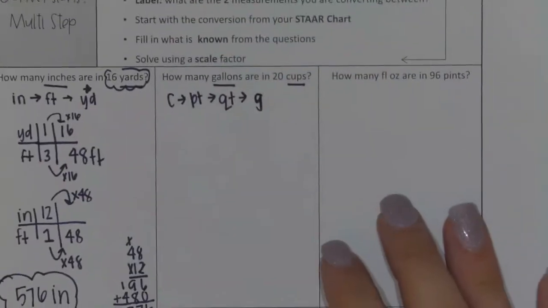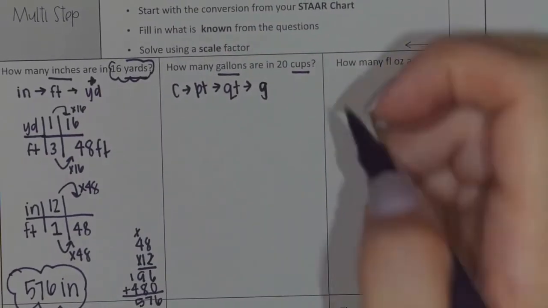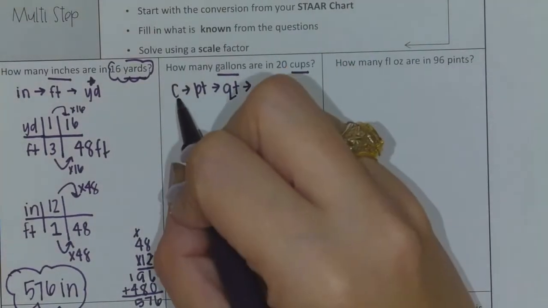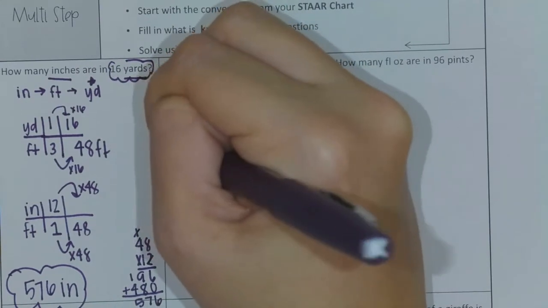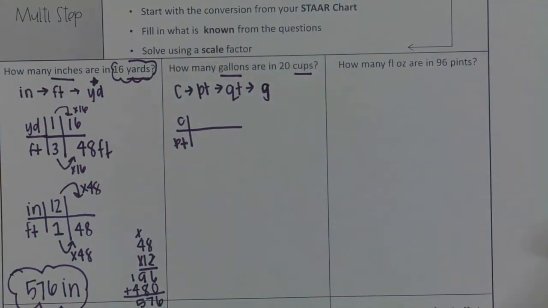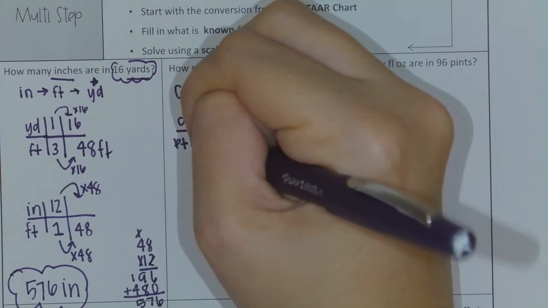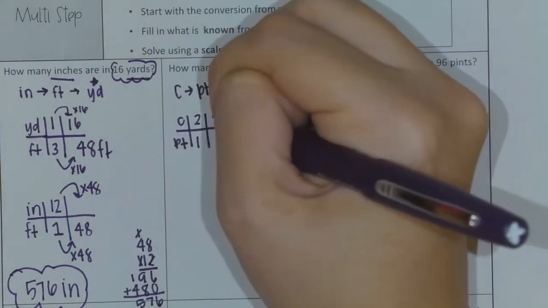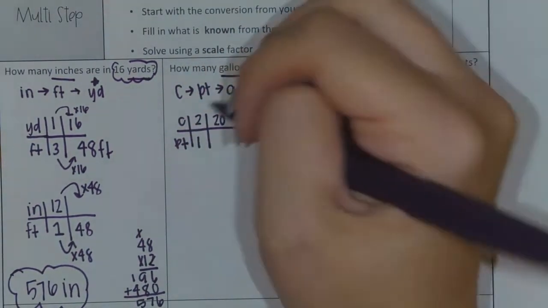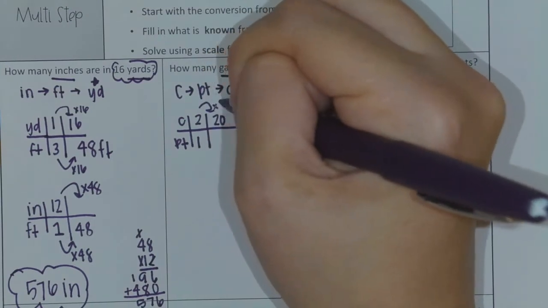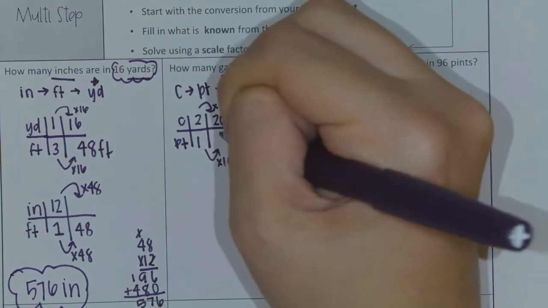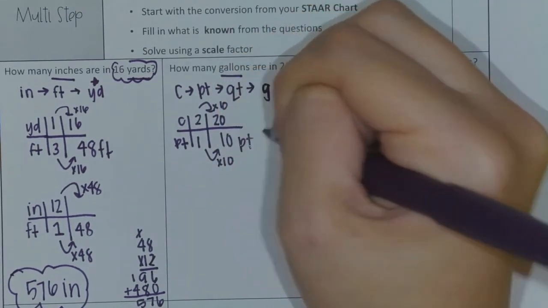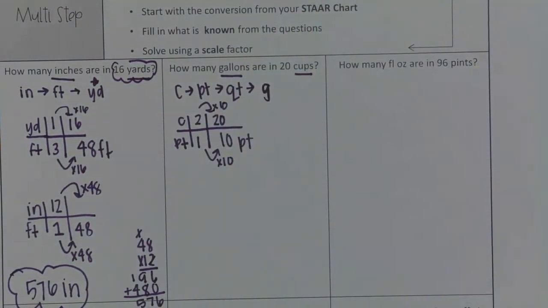Okay, so I've got 3 different conversions that I'm doing here. The first one I've got to start with is cups to pints. So I'm going to put a C for cup, PT for pint. My star chart tells me that there are 2 cups in every 1 pint, and I know that I have 20 cups. So my scale factor here would be times 10. Whatever I do to the top, I have to do to the bottom. So I know right now that I have 10 pints from these 20 cups.